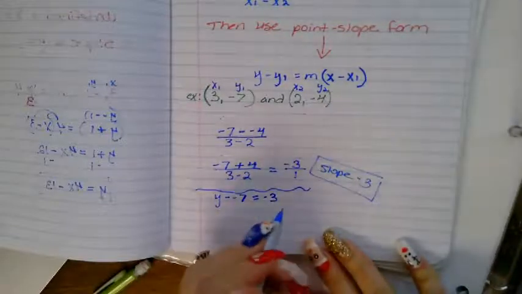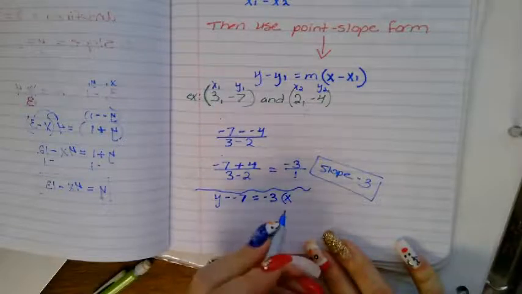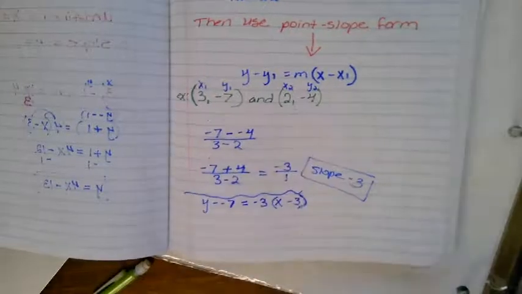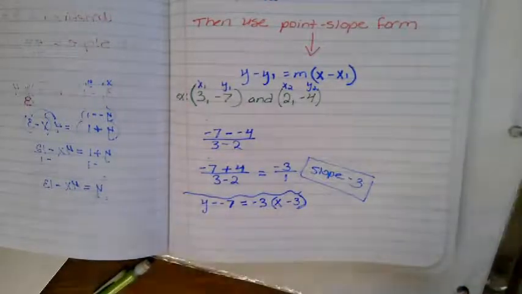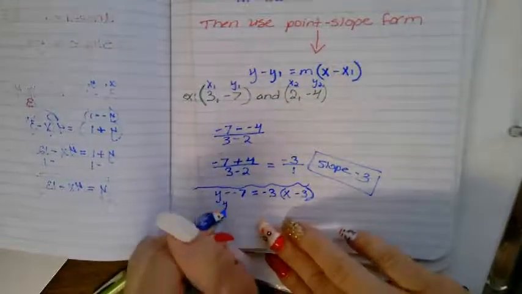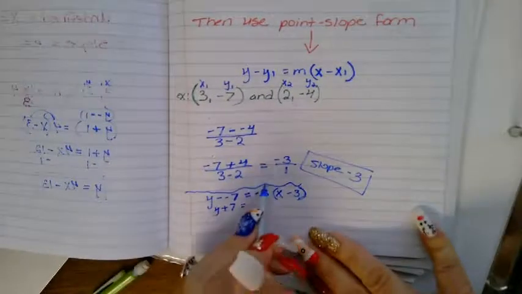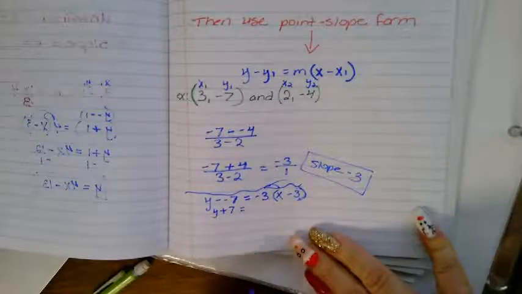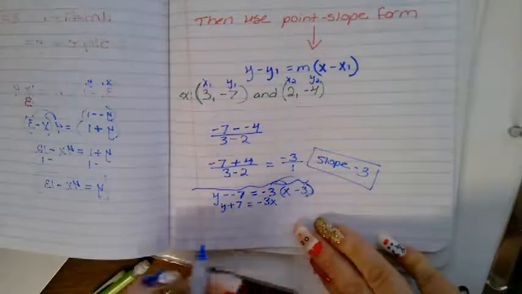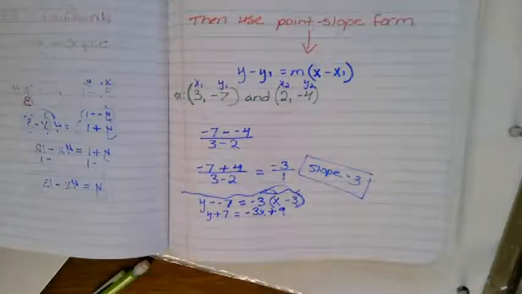Then we have x minus our x1. Our x1 is 3, so it's -3. This is what we have so far. We know that this is really a plus sign, so that's y plus 7. I always like to rewrite it. Makes it easier for me. Then we can do our distributing. We have to distribute the -3 to both of those. So -3 times x is -3x. -3 times -3 is a positive 9. So we're there right now.